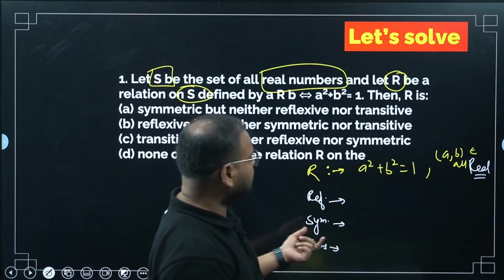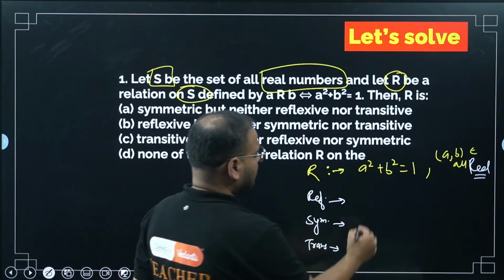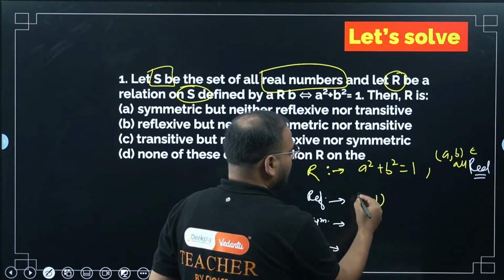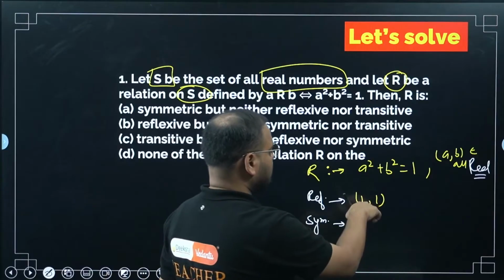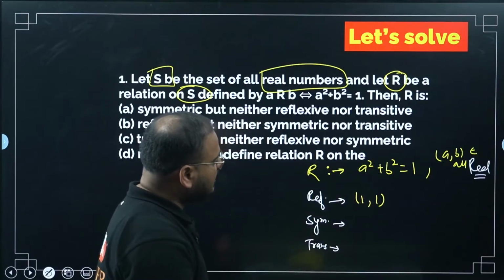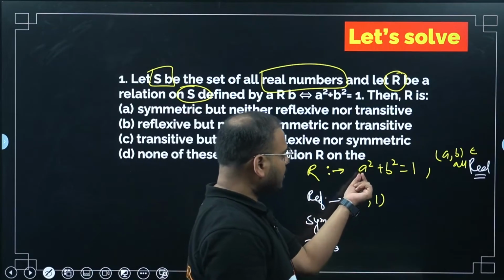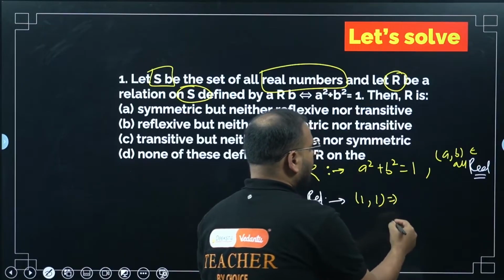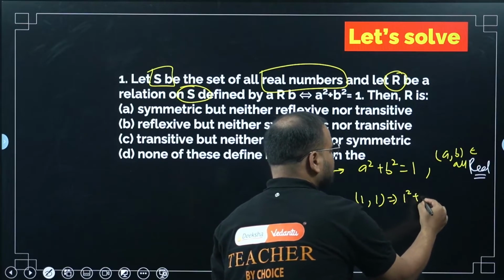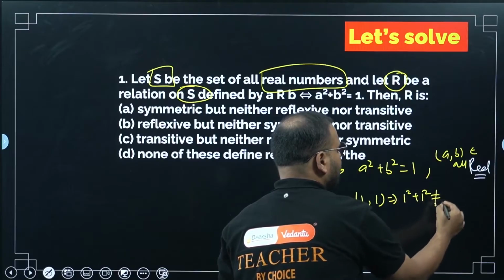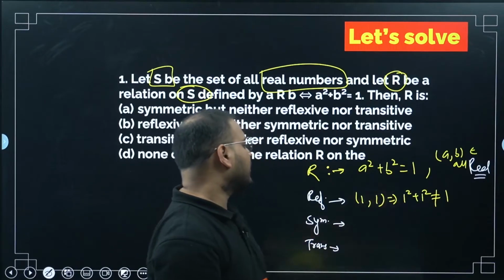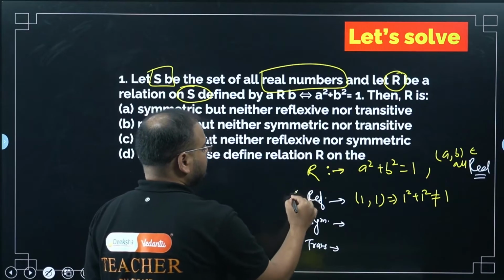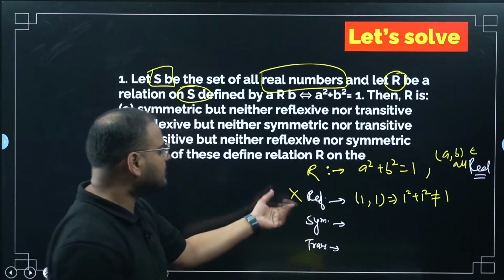So for reflexive, let's check with the element 1 comma 1. If I take 1 comma 1, so A is 1, B is 1, then 1 square plus 1 square will not be equal to 1, because 1 square plus 1 square is 2 and 2 is not equal to 1. It means reflexive is not true.